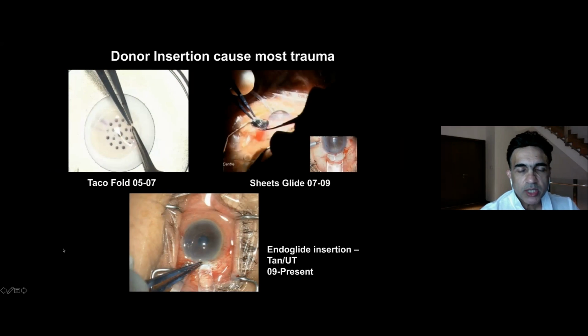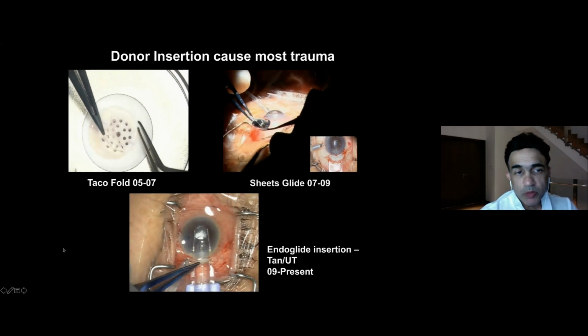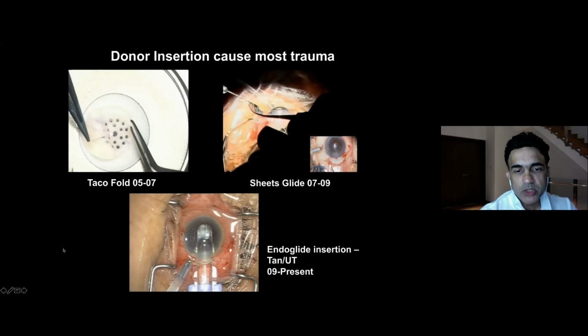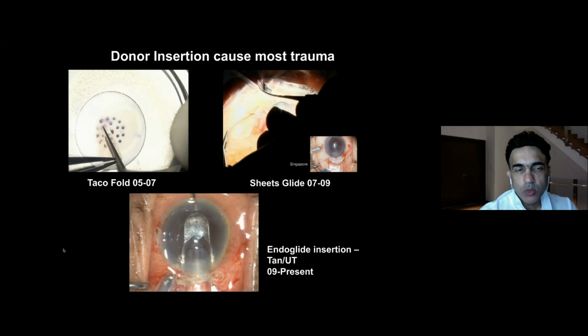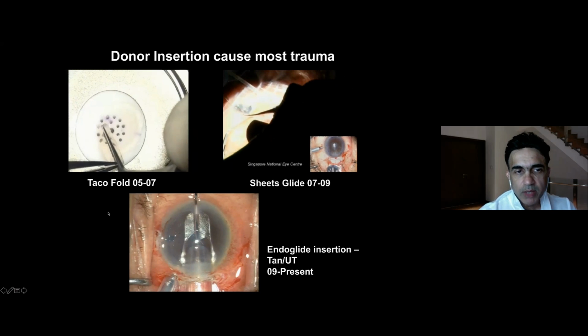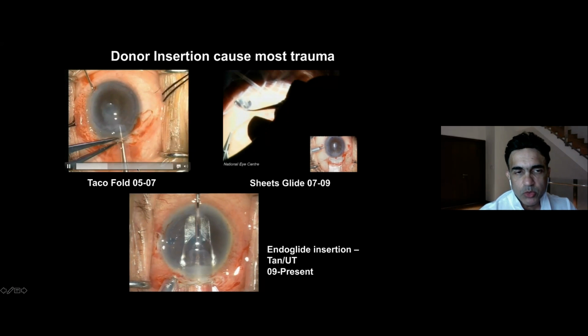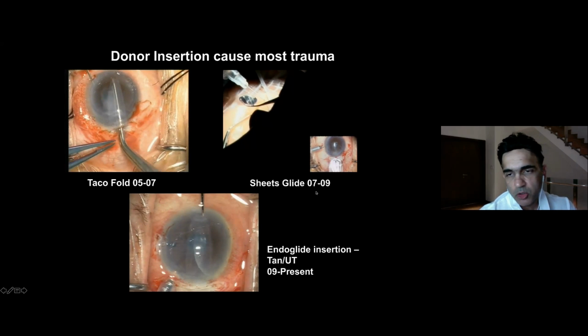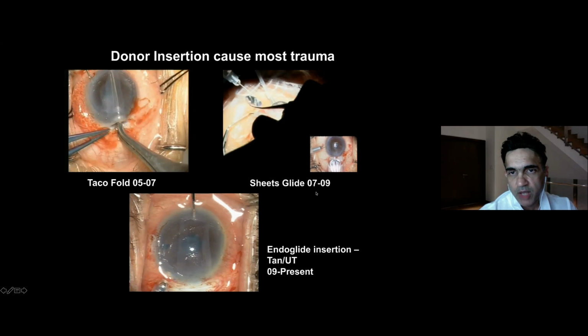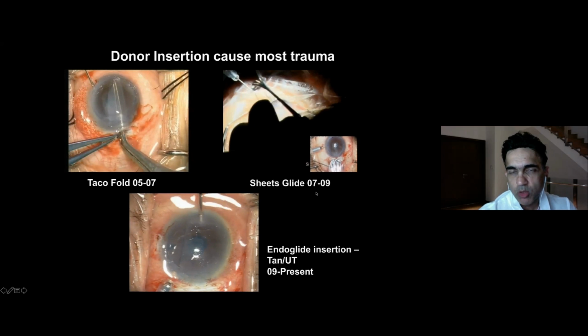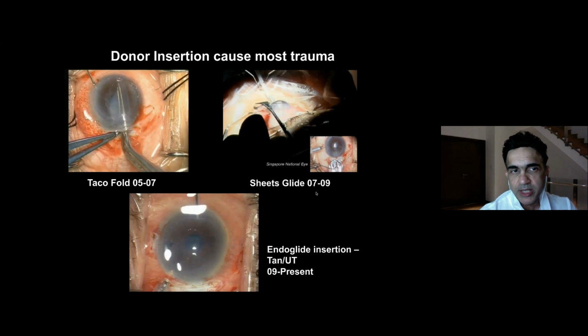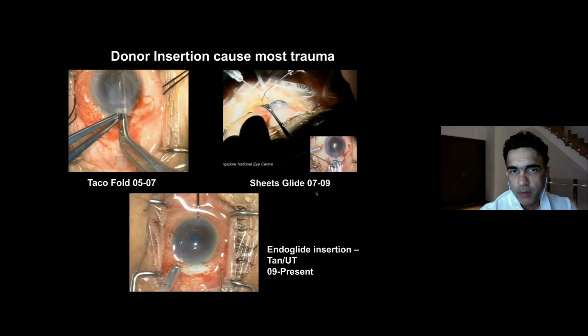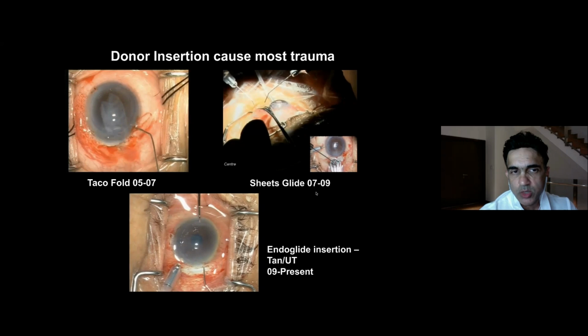As I mentioned, donor insertion has really evolved because it was shown that the donor insertion technique is the step where most of the endothelial cells are damaged. Back in 2005, 2007, we were using a taco fold, like I showed you. We quickly switched to the Sheets glide because a lot of eyes in Asia have high vitreous pressures, because the eyes are small. We found that when you use a taco fold, it was very difficult to open up the tissue inside the eye itself.